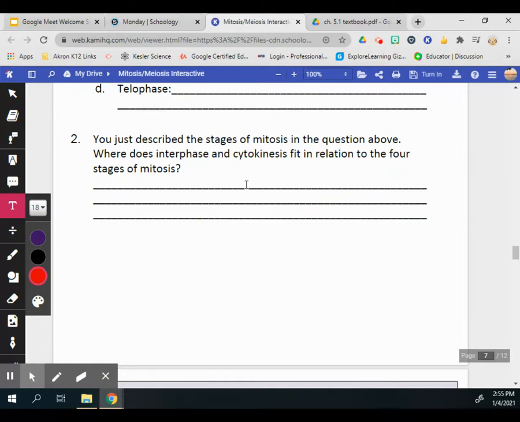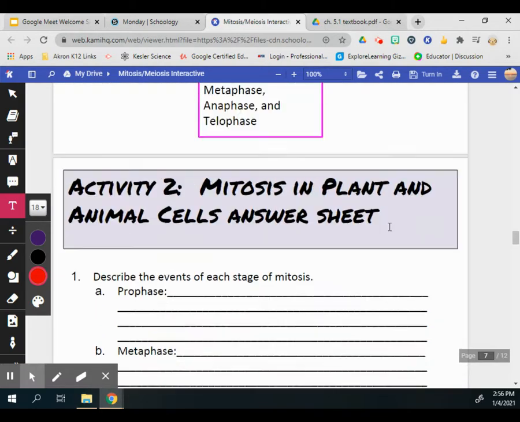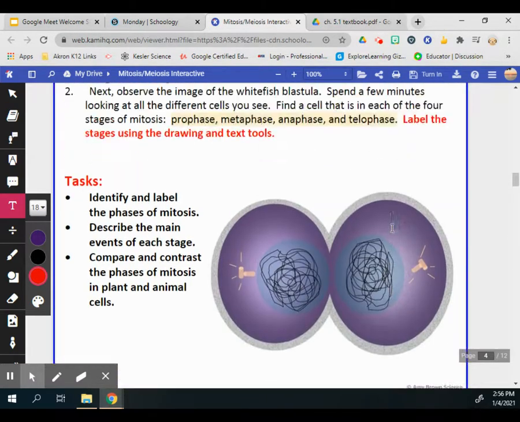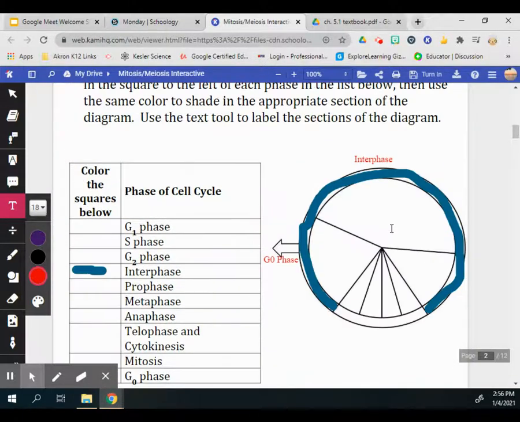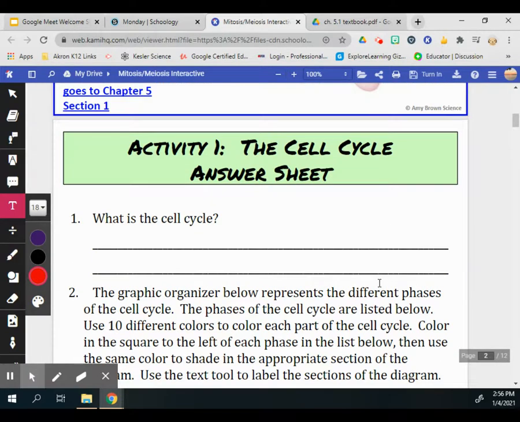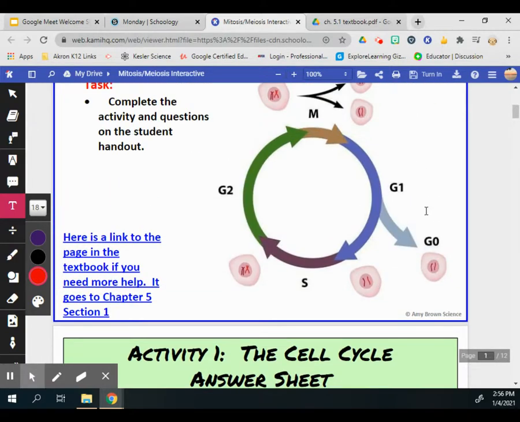Number 2 here, it says you just described the stages of mitosis in the question above. Where do interphase and cytokinesis fit in relation to the 4 stages of mitosis? Well, if you don't really remember, you can go all the way back to activity 1. Because if you remember, here we have interphase. And actually, if we go here, you can see then we have the mitosis phase. So remember, interphase is G1, S, and G2. Those are all 3 parts of interphase. And then mitosis is a dividing part.